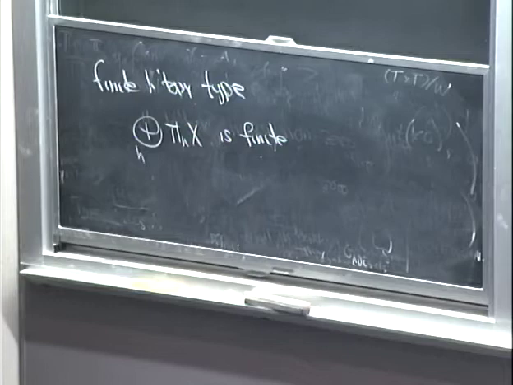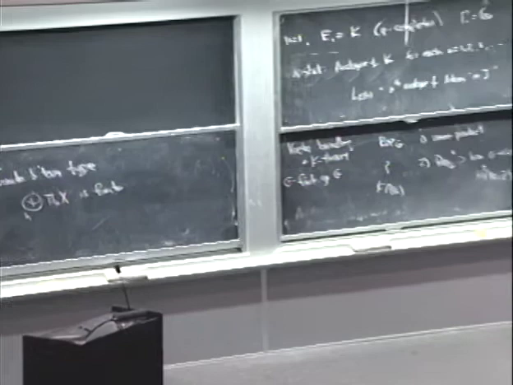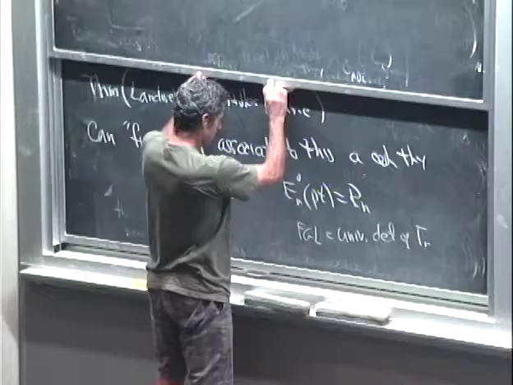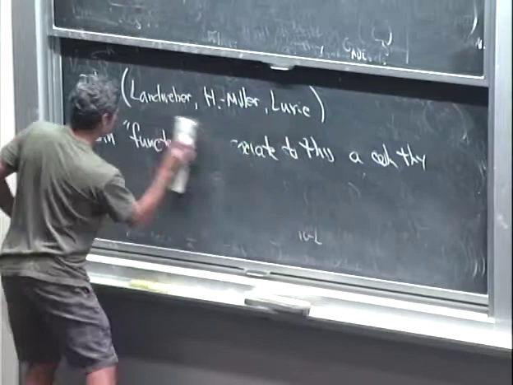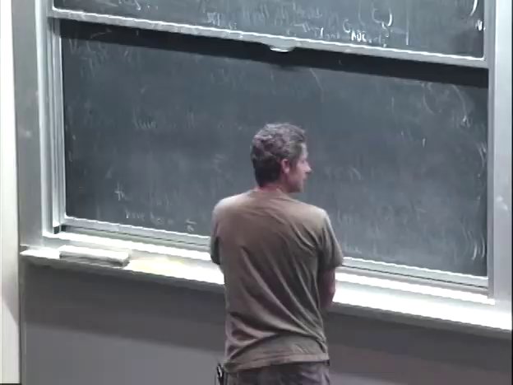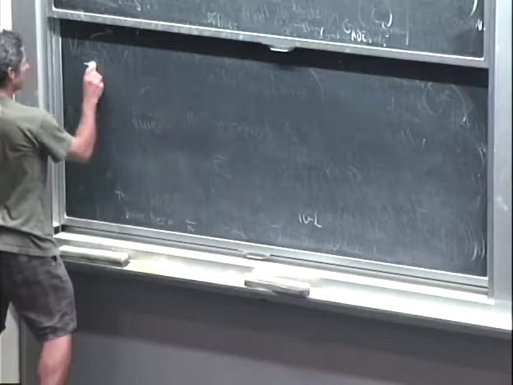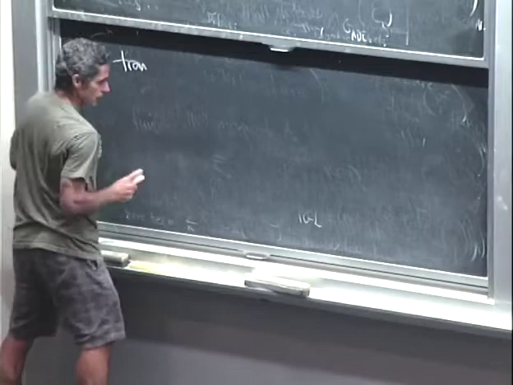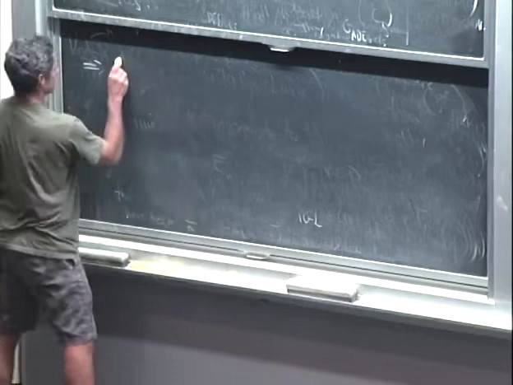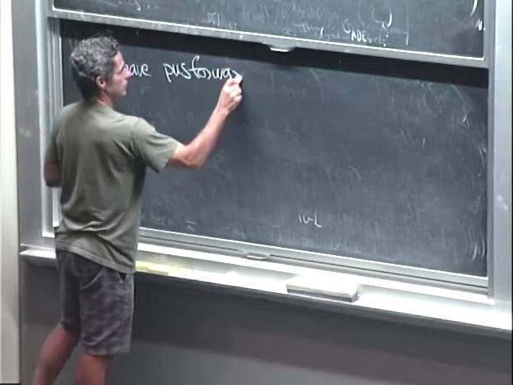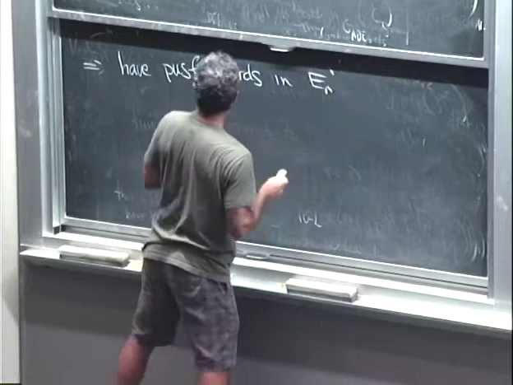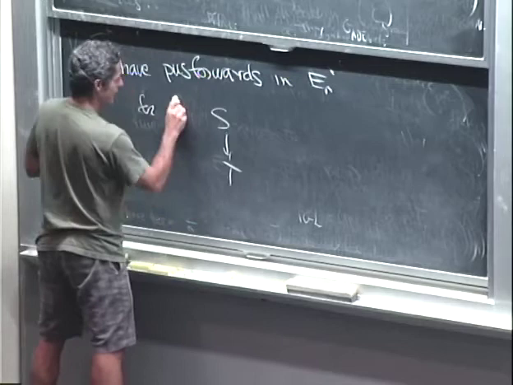I don't quite have time to explain where this comes from, but it's actually part of a much stronger, more sophisticated theorem. The more sophisticated theorem says that you have transfer maps. You can do push forwards in cohomology for maps whose fibers are finite homotopy types.